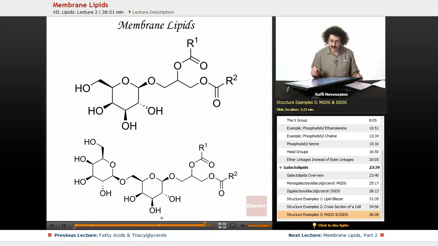Okay, a couple of structures here. So here we have a monogalactolipid. This one is a monogalactolipid. This is the MGDG, or the monogalactodiacylglycerol. This is the digalactodiacylglycerol. This is our galactose monomer.